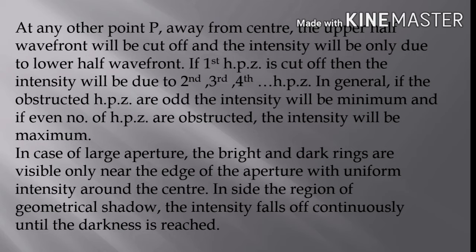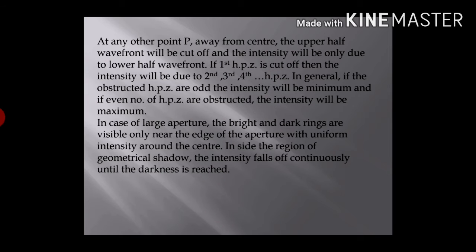In case of large aperture, the bright and dark rings are visible only near the edge of the aperture, with uniform intensity around the center. Inside the region of geometrical shadow, the intensity falls off continuously until the darkness is reached. This is the same as in the case of a rectangular slit. Only the center region is generally illuminated, and the fringe pattern is obtained only near the edge of the aperture.